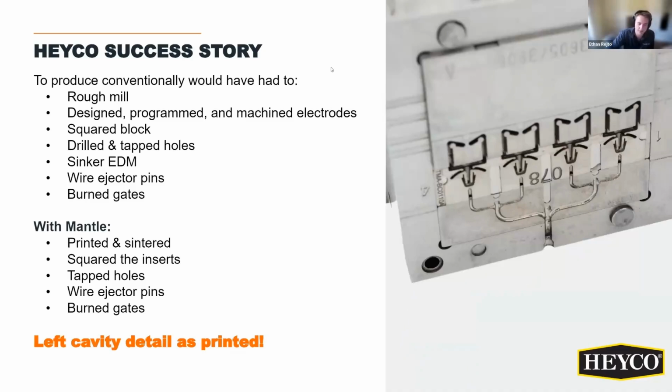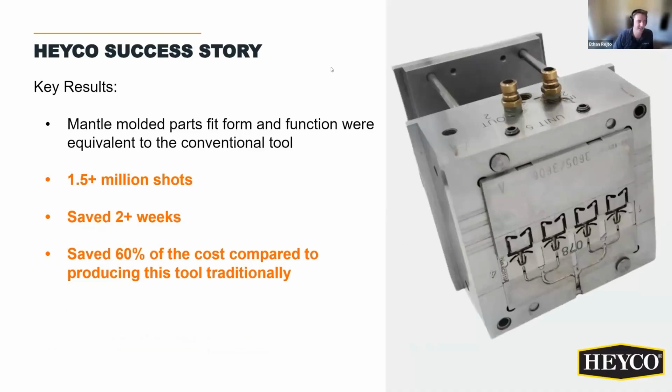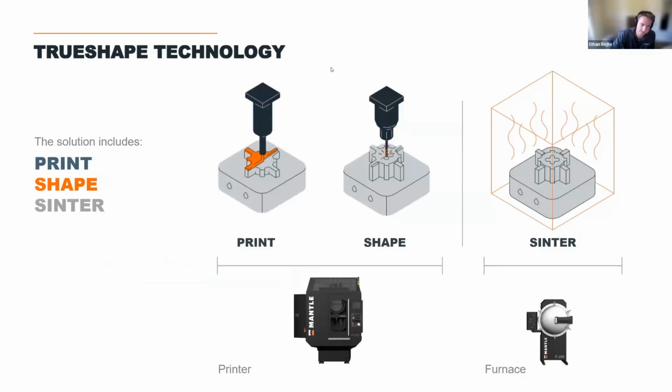Of course, it's great to have a fancy technology and print some inserts, but what did it actually mean for them? They've shot over 1.5 million shots on this tool. They've saved over 2 weeks compared to conventional manufacturing, and they save 60% of the cost on these inserts compared to producing this tool traditionally. And we'll share some more inserts, some more examples later on, but just quickly wanted to share one forefront here of why our technology is mattering to our customers.